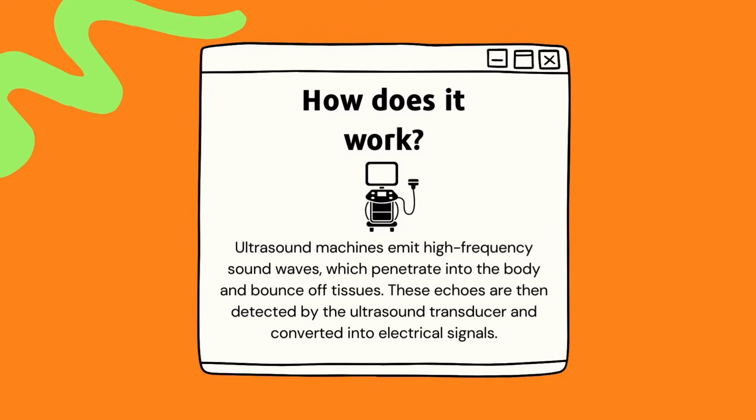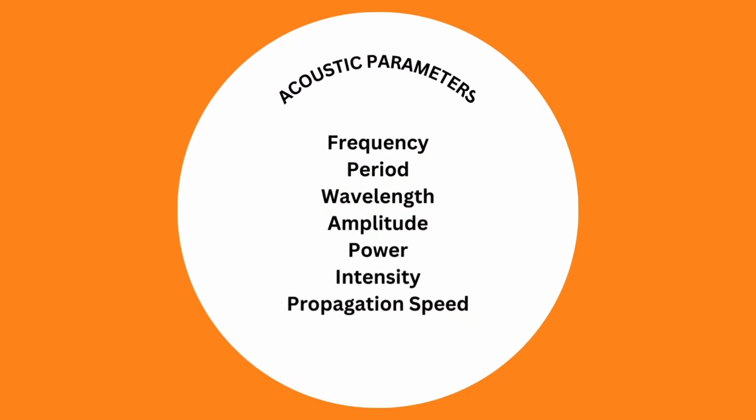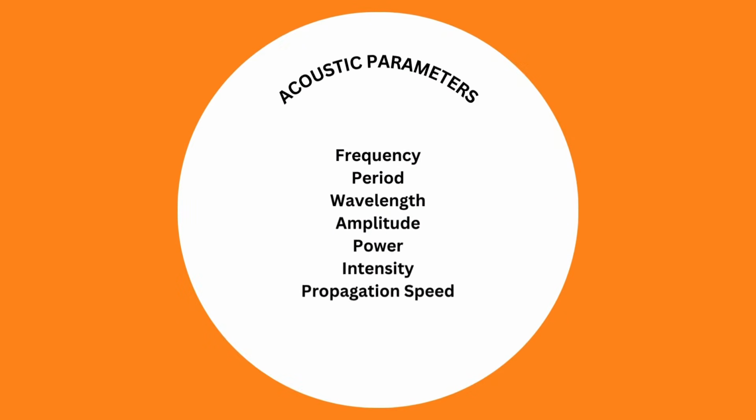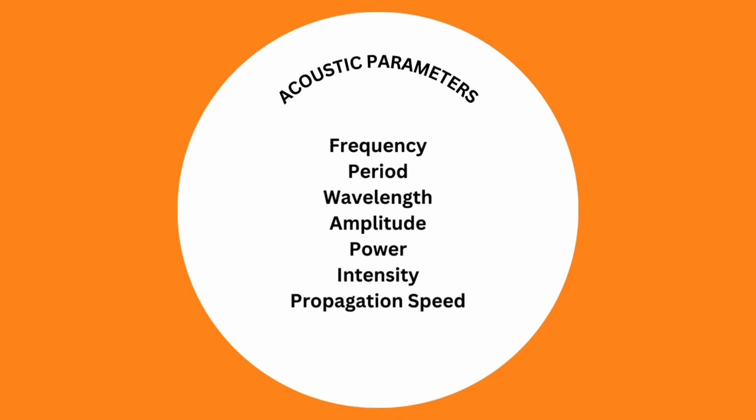Now let's talk about how ultrasound imaging works. Ultrasound machines emit high-frequency sound waves, which penetrate into the body and bounce off of tissues. These echoes are then detected by the ultrasound transducer and converted into electrical signals, forming an ultrasound image. In this first chapter, we're going to discuss sound waves and how they form the foundation of ultrasound imaging.